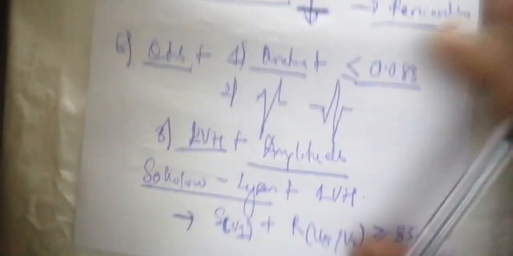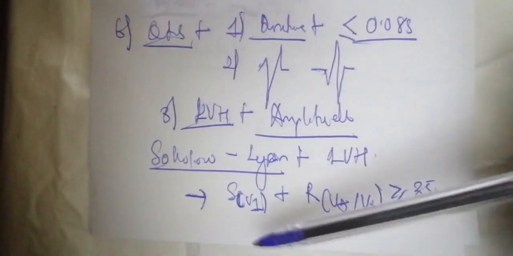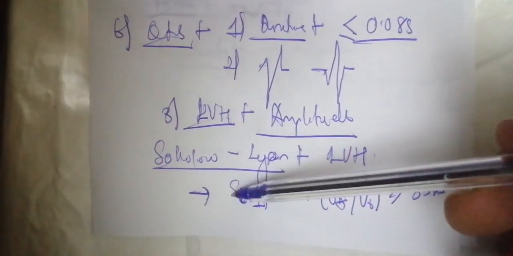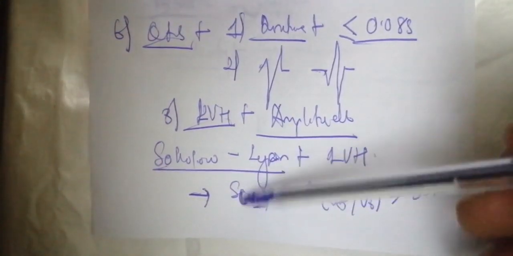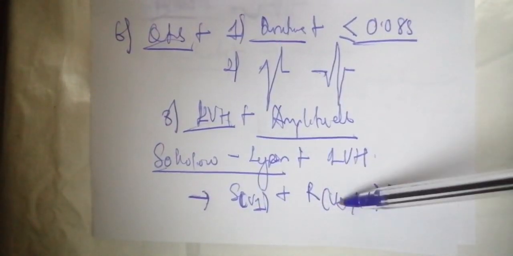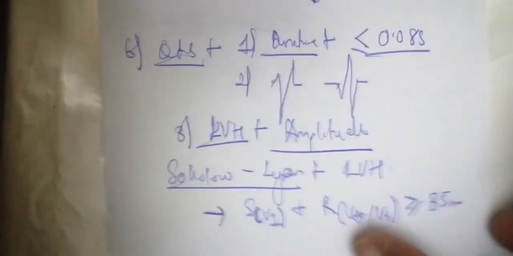That is the Sokolov-Lyon. In this index, what you have to understand is that there is an increase in amplitude of the S wave, and an increase in amplitude of the R wave. Is it clear? Which is going to show you a ventricular hypertrophy. Is it clear? So those are the different elements.